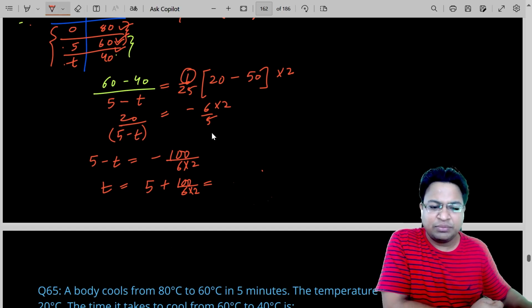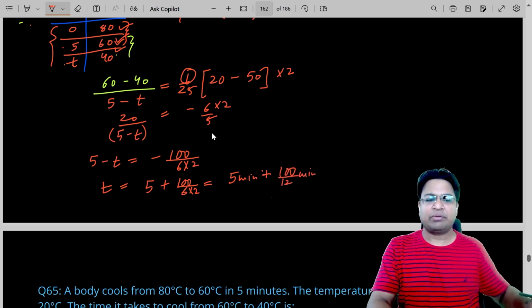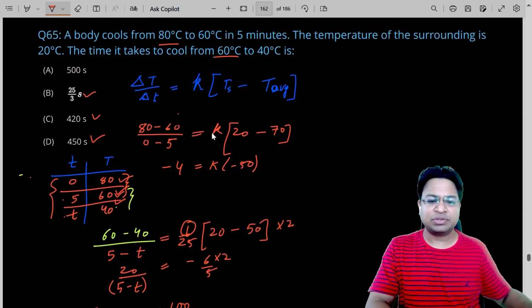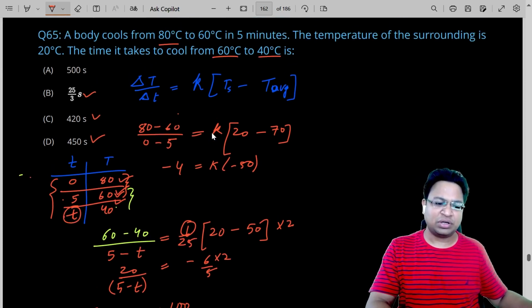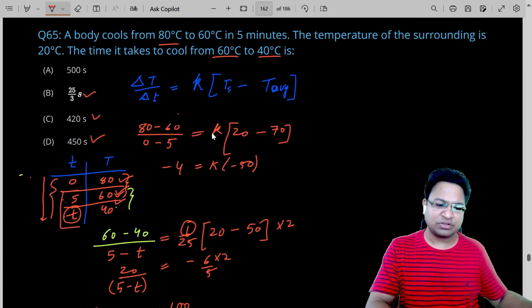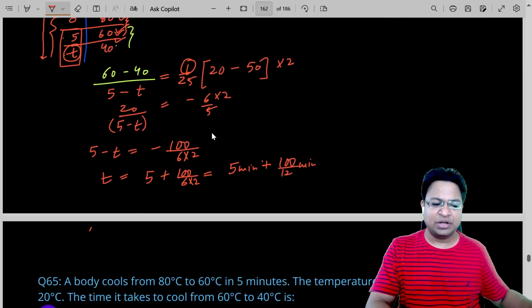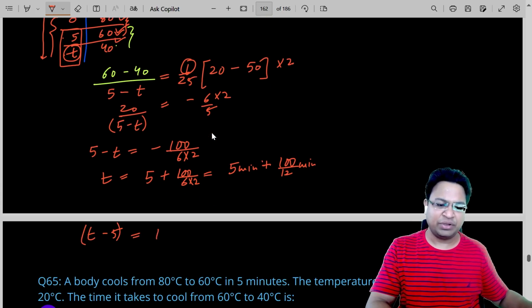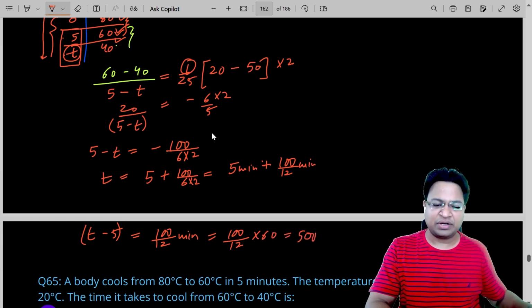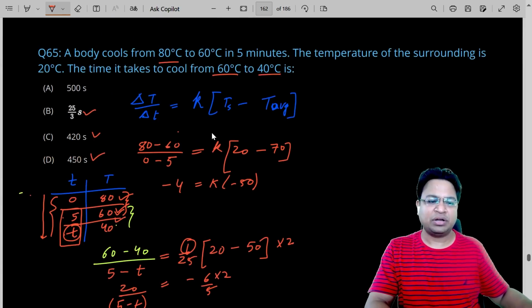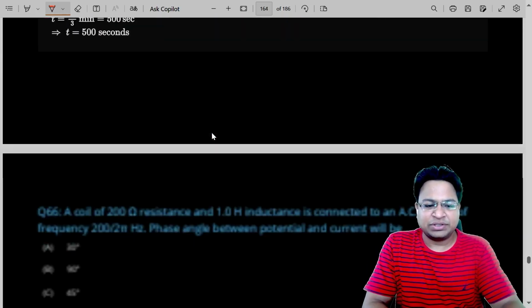So this is in minutes. Everything is going on in minutes. So this is 5 minutes plus 100 by 12 minutes. Now, guys, remember we have to tell the time it takes from going from 60 to 40. This t represents the time from here. So the answer would be the difference of t and 5, and therefore I've kept this 5 separate. So t minus 5 would be 100 by 12 minutes. And if we convert it into seconds, 100 by 12 into 60, that is 500 seconds. So option A here would be the correct one, as we can see.